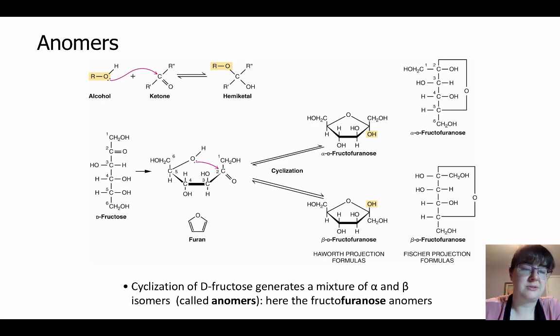So again, here we are looking at D-fructose instead. Fructose usually creates a furanose, so we usually have a 5-membered ring when we're looking at fructose. Essentially this is the same general notion, but this is showing you a 5-membered ring instead of a 6-membered ring. And the difference between those alpha and beta forms are called anomers.